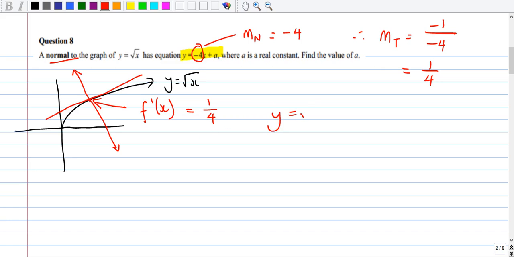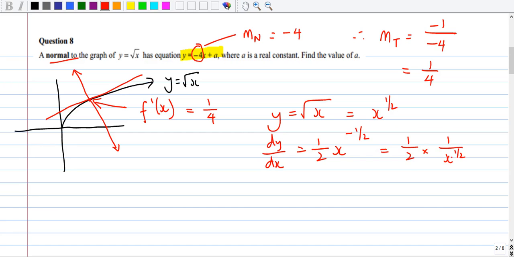If I now write down my equation and I differentiate it, root x is the same as x to the half. If I differentiate this, I bring the half down and I reduce the power by 1, and this can be rewritten like this, or more simply, like this. So here's an expression for the gradient. If I let this equal 1/4, I can now find the x coordinate of this point, this shared point or common point that we're talking about.